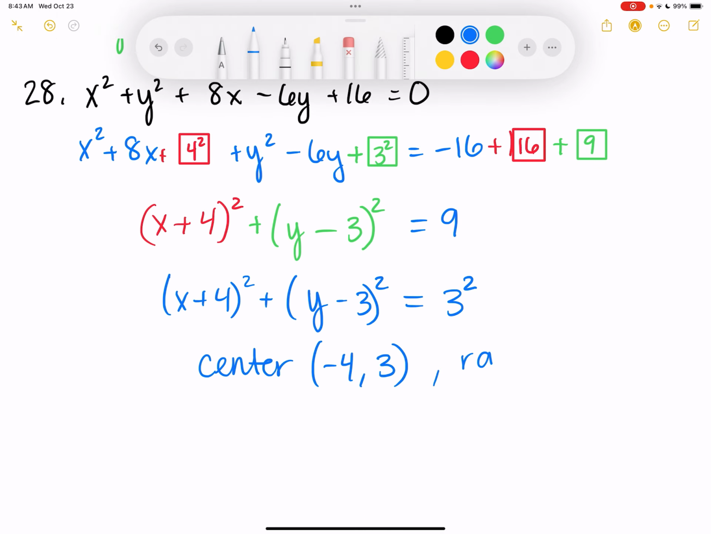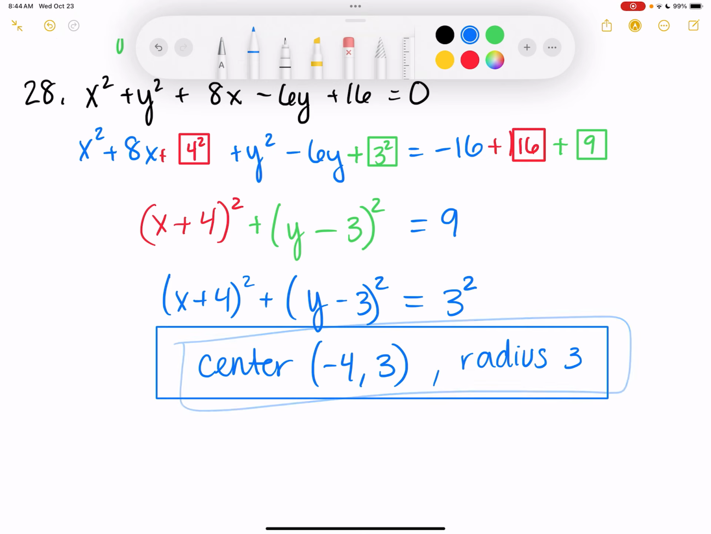And so then my radius is what? 3. And so that would be the answer the problem is looking for. So we had to complete the square 2 times and then get it into this standard form, or what do they call it? Center-radius form of the circle, to be able to determine what our center and radius is.